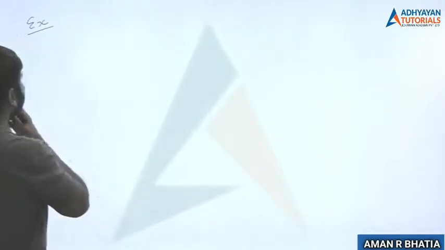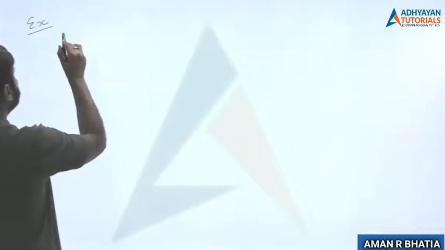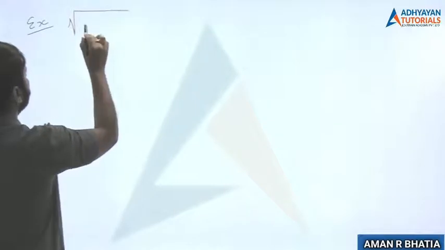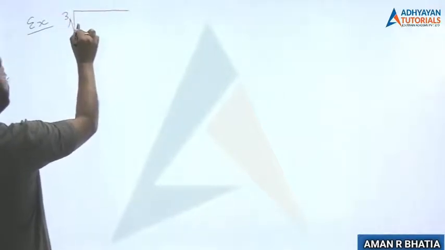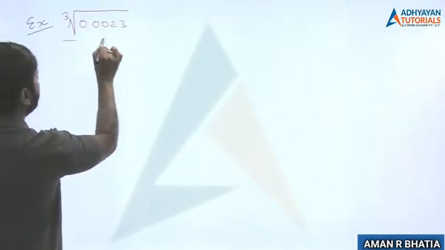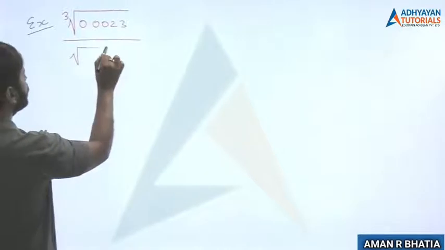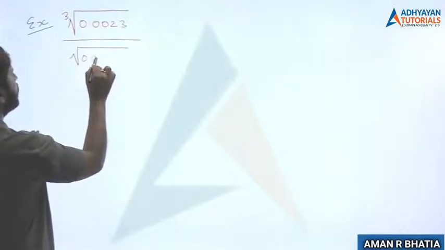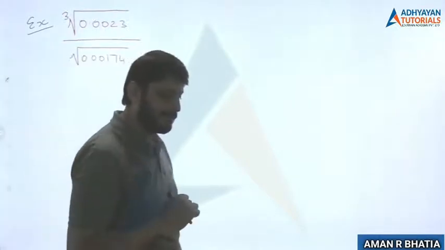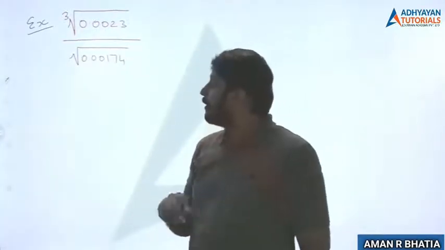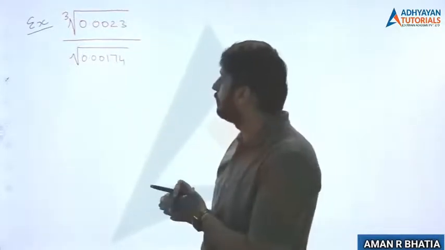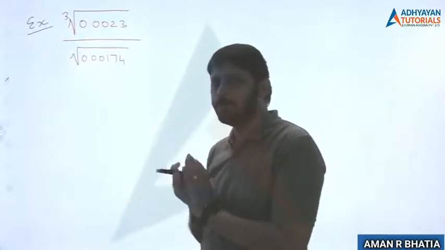Let me give you a problem here wherein I have something like cube root of 0.0023 divided by square root of 0.00174. So here you have the power as well as two numbers which you have to divide. I hope the problem is clear to you, right?